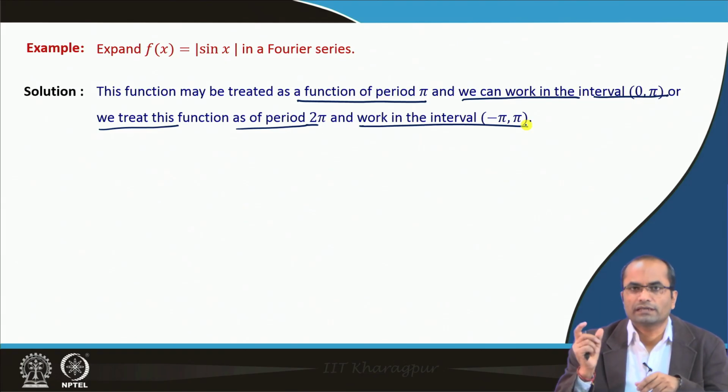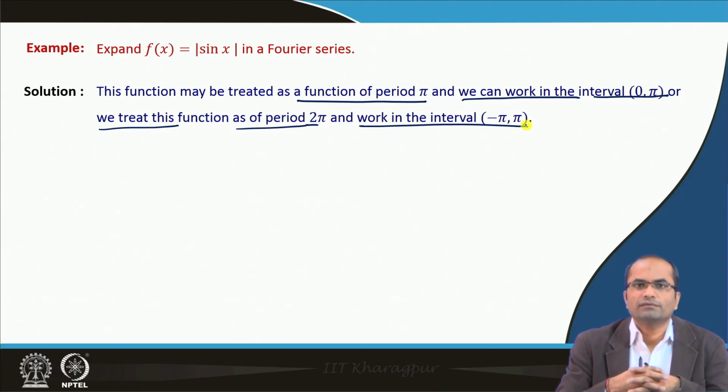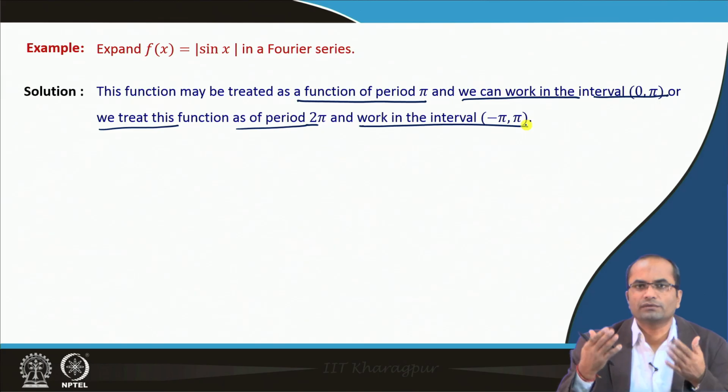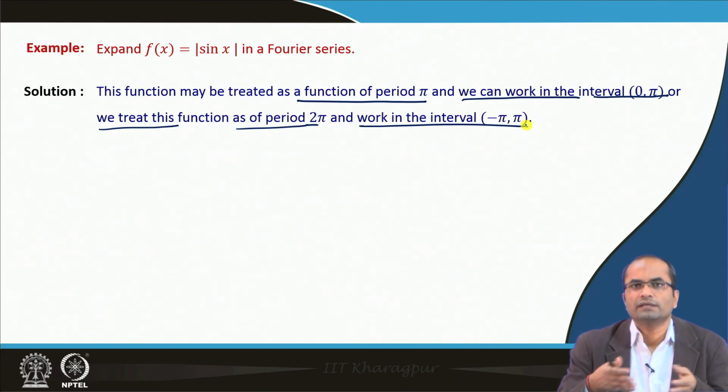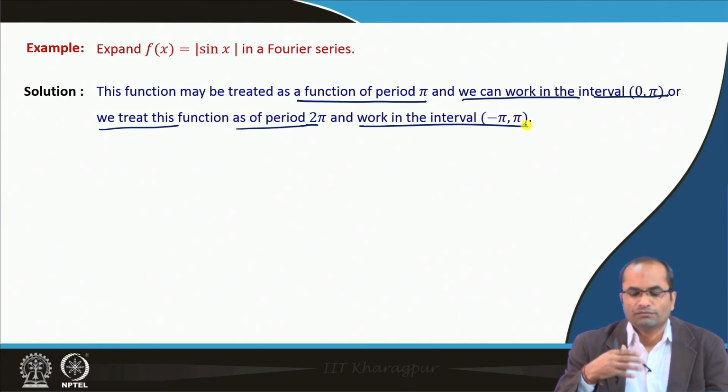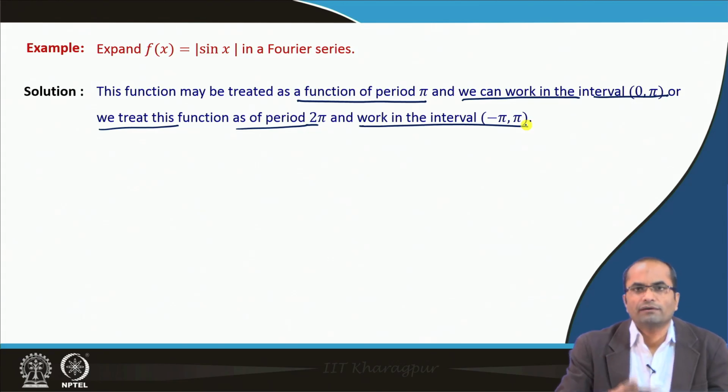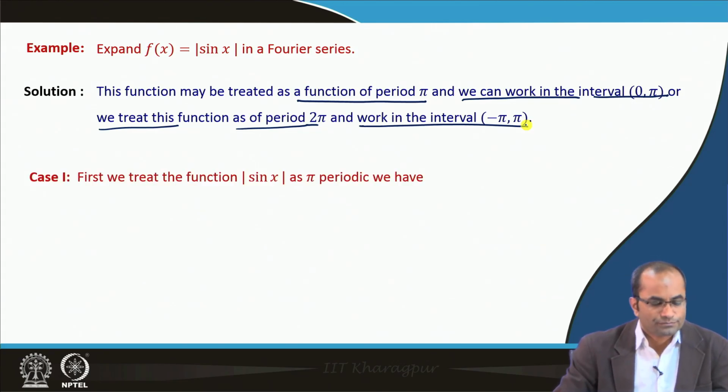That means, we will take 2 pi, we will treat this function as a 2 pi periodic function, and then construct its Fourier series, and at the end we will realize that it is actually the same, whether we take a period pi or a period 2 pi or 3 pi etcetera. It does not matter. For the Fourier series, we will have the same Fourier series.